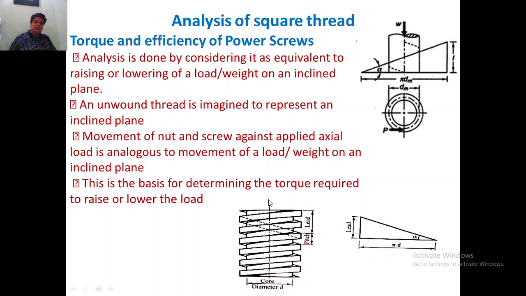So whatever load is lifted or raised by rotating the screw is equivalent to this triangular form, and it is equivalent to the load moving up and down this inclined plane. So this is how we are analyzing. The analogy is that you develop this screw rod and we get this triangle, and on this inclined plane the load can be lowered or raised.